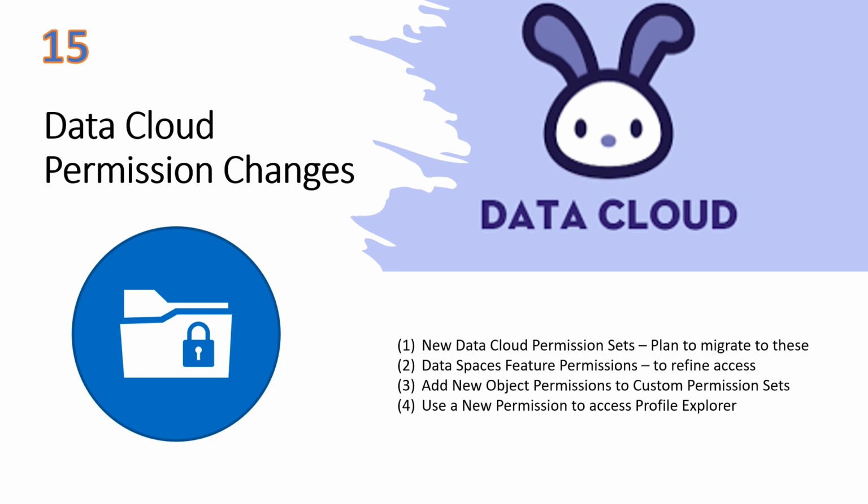Number 3, if you're using any custom Data Cloud permission sets, you'll need to update them with the 6 new object permissions that were recently introduced in the Data Cloud. And 4, a new system permission called Access Data Cloud Profile Explorer was created and added to the standard permission sets. You can add this new system permission to custom permission sets as needed.